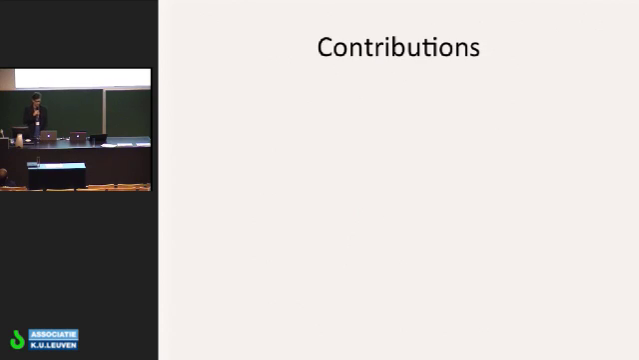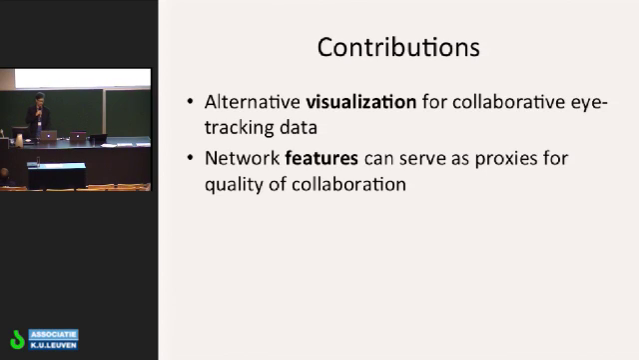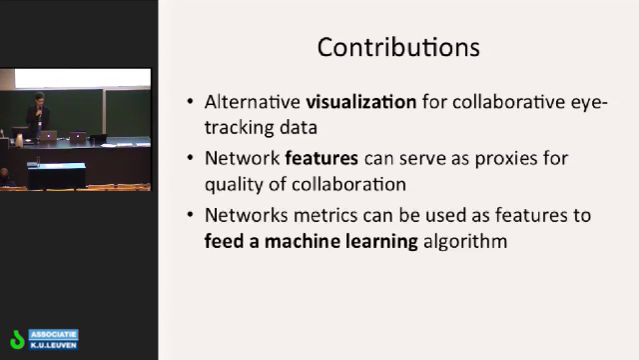So just to wrap up, the contribution of this work was to propose visualizations to explore social eye tracking data sets. You can look at networks and try to find differences between those networks to characterize groups of students. The second contribution was to use the features of those networks as proxies for quality of collaboration and subdimensions of collaboration. And the last one was to use those network metrics to feed machine learning algorithms to make predictions about how well people are collaborating.